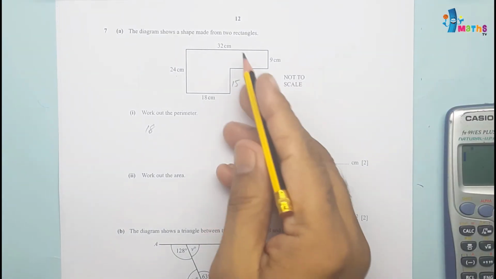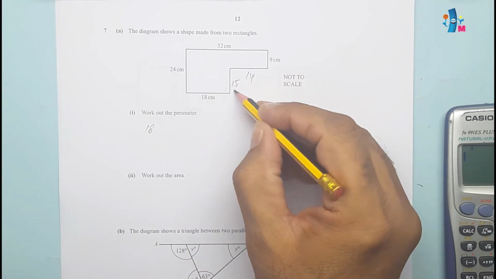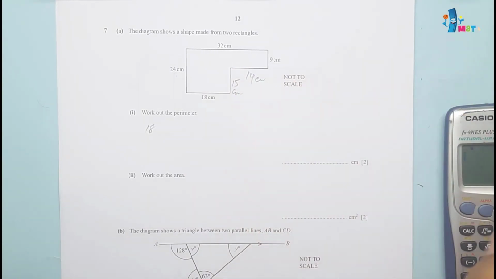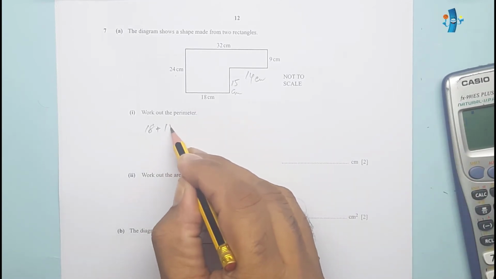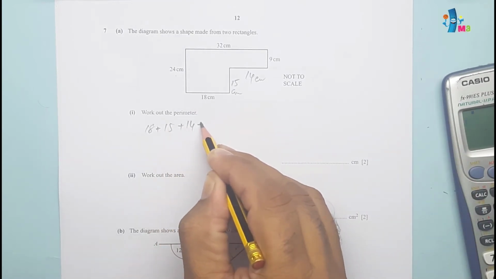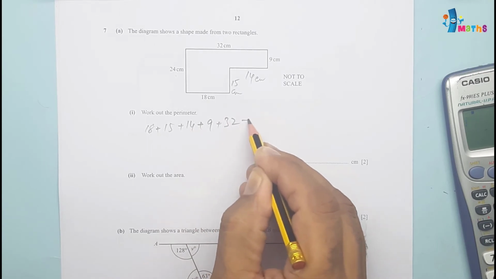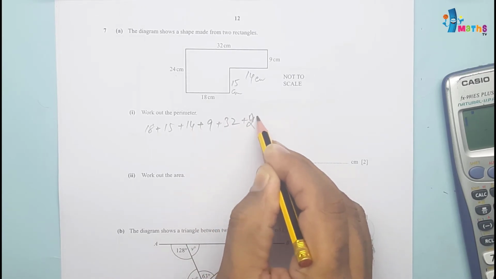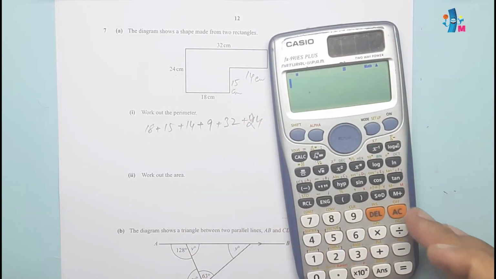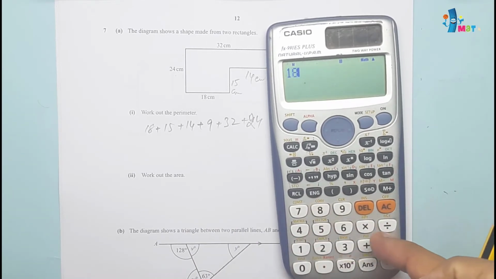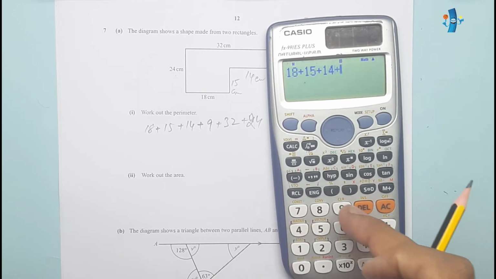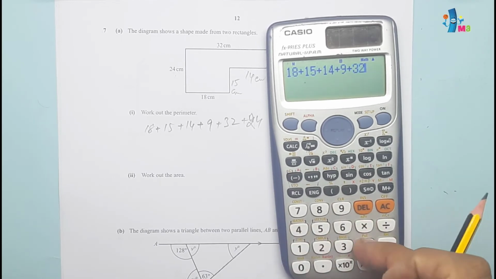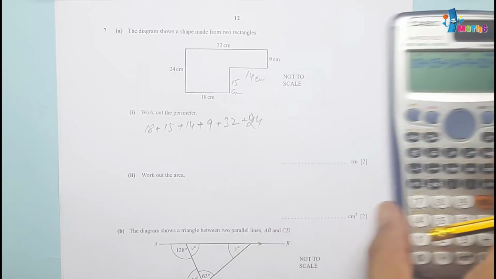Now we got all the sides, and we can add all sides. For example, we can write here first 18 plus 15 plus 14 plus 9 plus 32 plus 24, and then we'll take help from the calculator. 18 plus 15 plus 14 plus 9 plus 32 plus 24 will be equal to 112.